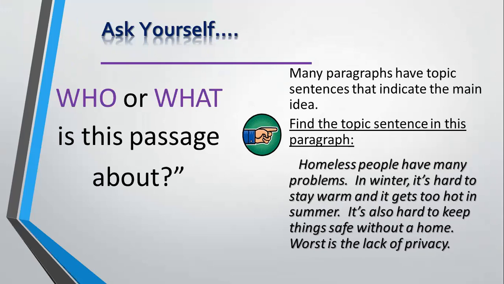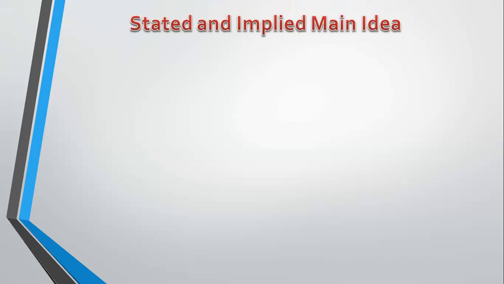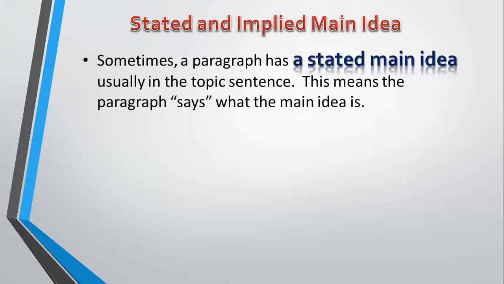You got it? Here, we have two types of main ideas or topic sentences. The first type is called the stated main idea, and the second type is the implied main idea. The stated main idea is the clear one, the one that is mentioned clearly in the first line of the paragraph. It tells you about who or what you're talking.